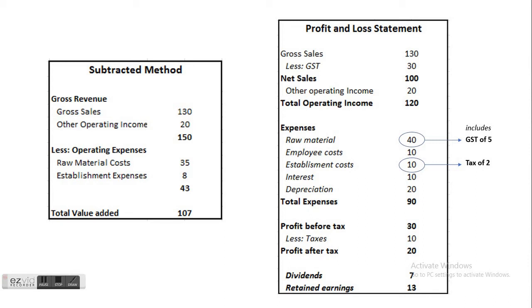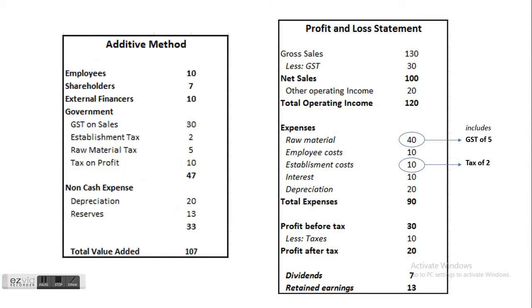Now let's divide this value added among all the stakeholders of the company using the additive approach. We'll start with the easiest ones. The employees of the company get employee costs of 10. The shareholders of the company get dividends, which is 7. The external financiers or the debt holders get the interest of 10.